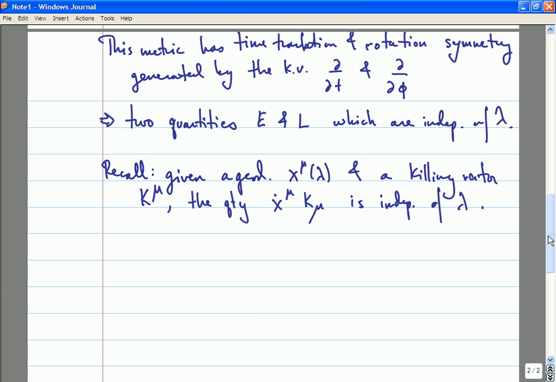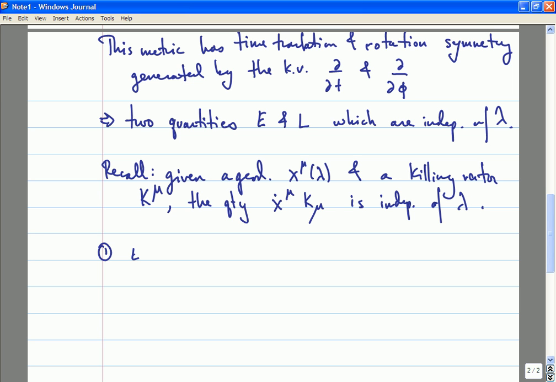I have given auspicious names to these conserved quantities because the conserved quantity associated with time translation invariance is usually called energy, so I've called it E here. And the conserved quantity associated with rotations is usually called angular momentum, so I have called it L. Let's go ahead and compute these.